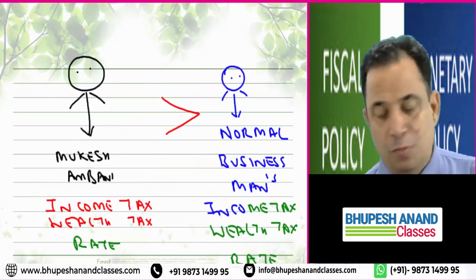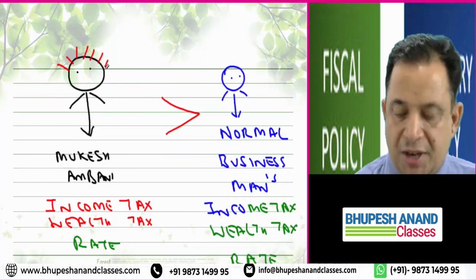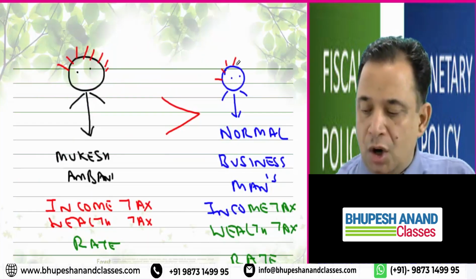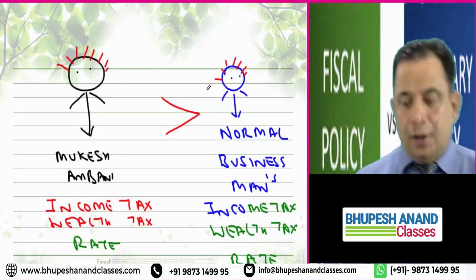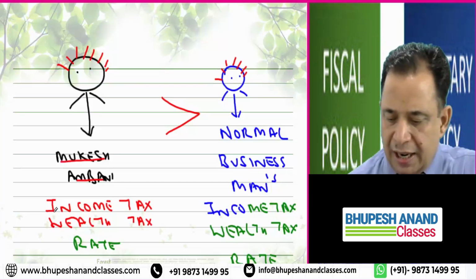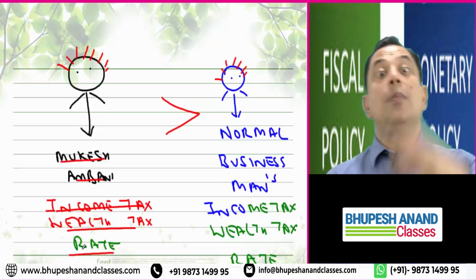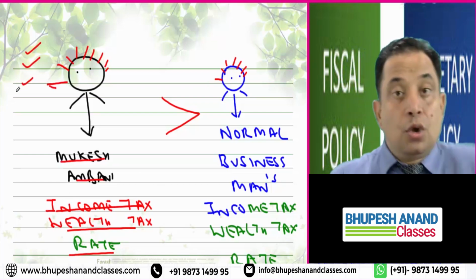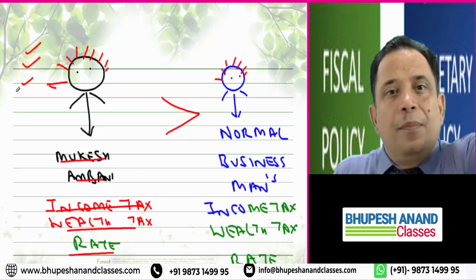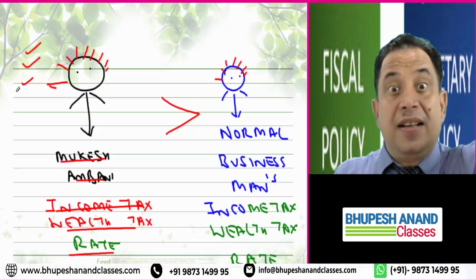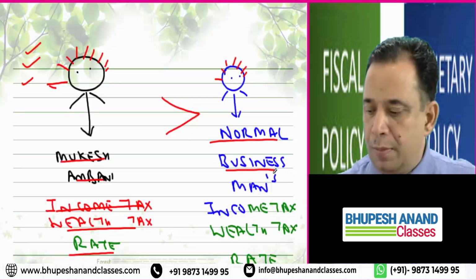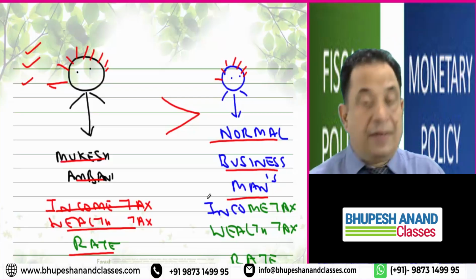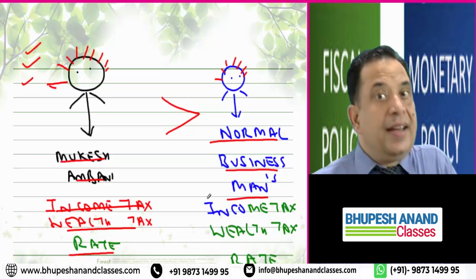I have given the picture of Mukesh Ambani. Let this person be Mukesh Ambani, and let this person be a common middle businessman. Now Mukesh Ambani's income tax and wealth tax rate should be more, because this person is earning huge income, so it will fall under the top level slab rate, and hence in the top level there is a higher tax rate, as compared to a normal businessman. So tax is an income, it is a fiscal policy tool. It is the income side.